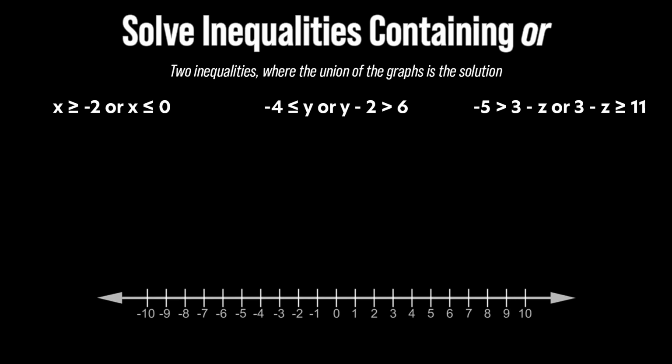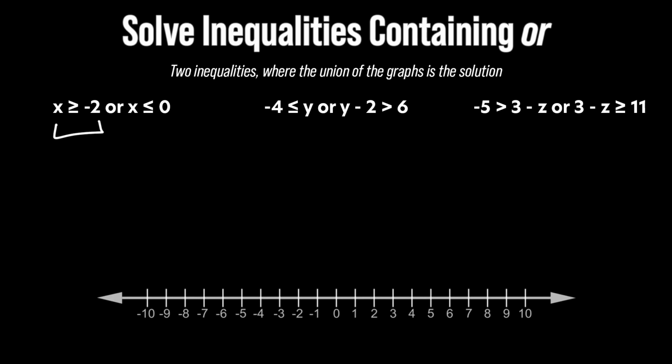Today we're going to learn about solving inequalities containing OR. Two inequalities where the union of the graphs is the solution. The union meaning that either inequality serves as the solution. So for the first problem, this inequality or this inequality would work.